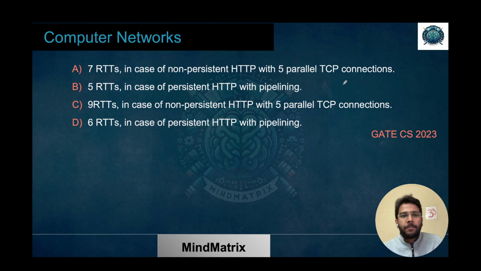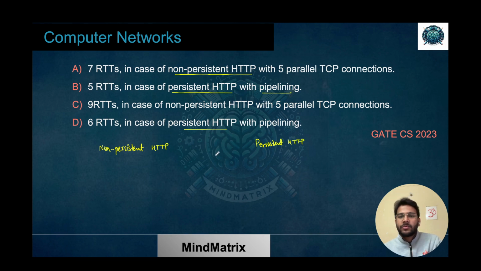So here the first option says 7 RTTs in case of non-persistent HTTP with 5 parallel TCP connections. Option B says 5 RTTs in case of persistent HTTP with pipelining. Option C says again non-persistent HTTP, and option D says in case of persistent HTTP. That means the options are talking about 3 terms here. First of all, the major 2 categories are non-persistent HTTP and persistent HTTP. Now we need to understand this also.